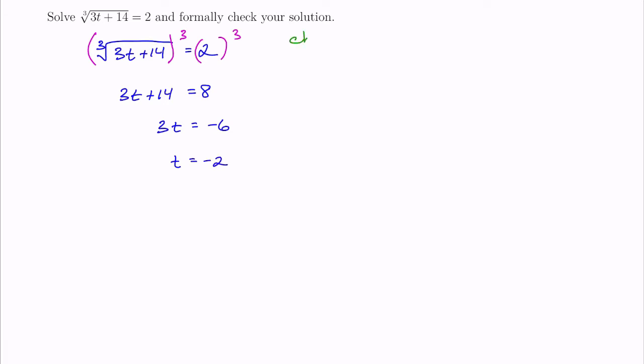So now we have solved the equation, but we still need to formally check this solution. To check whether negative 2 is or is not a solution, we need to substitute negative 2 into the original equation and confirm that it gives us a true statement. So we need to confirm that the third root of the quantity 3 times negative 2 plus 14 actually equals 2.